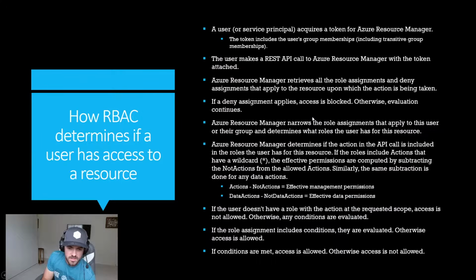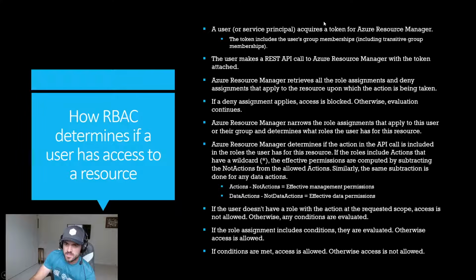Okay. All right, and you can even see here that's kind of where you would specify it in your role definition, right? All right, so how RBAC determines if a user has access to a resource. This is kind of a long section, so we'll just try to simplify it as much as we can here. But essentially, what happens is a user or a service principal, right? Maybe another Azure service working with other services that you have. They acquire a token that's going to be used for Azure Resource Manager, okay? The token is going to include the user's group memberships. And if they have any transitive group memberships, those will be included as well.